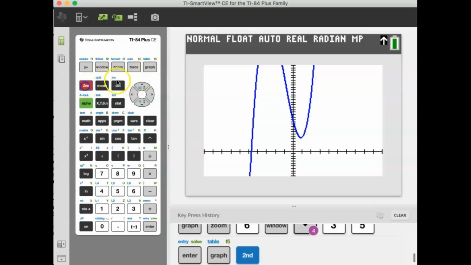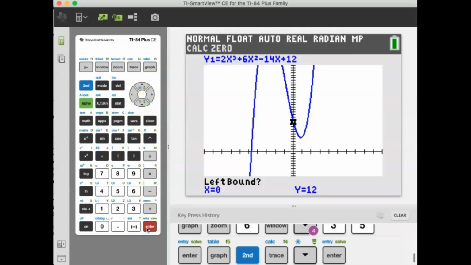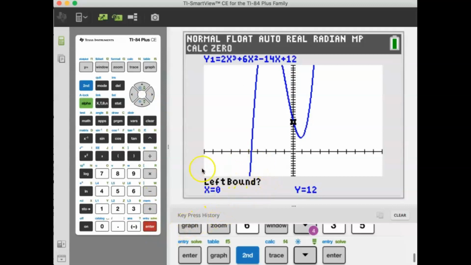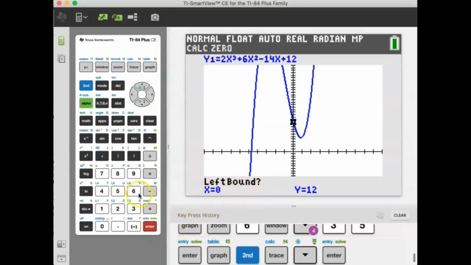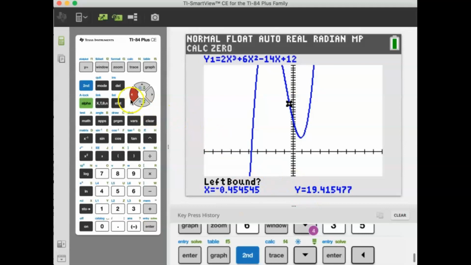I'm going to hit second trace, and as we go through this, please write down calculator keystroke reminders to yourself. I'm going to search for the 0. Your x-intercepts are your roots, your solutions, your zeros. My calculator is going to ask me to set a left boundary, so I'm going to have to arrow. Here's my cursor right here. The location of my cursor is always at the bottom of the screen.